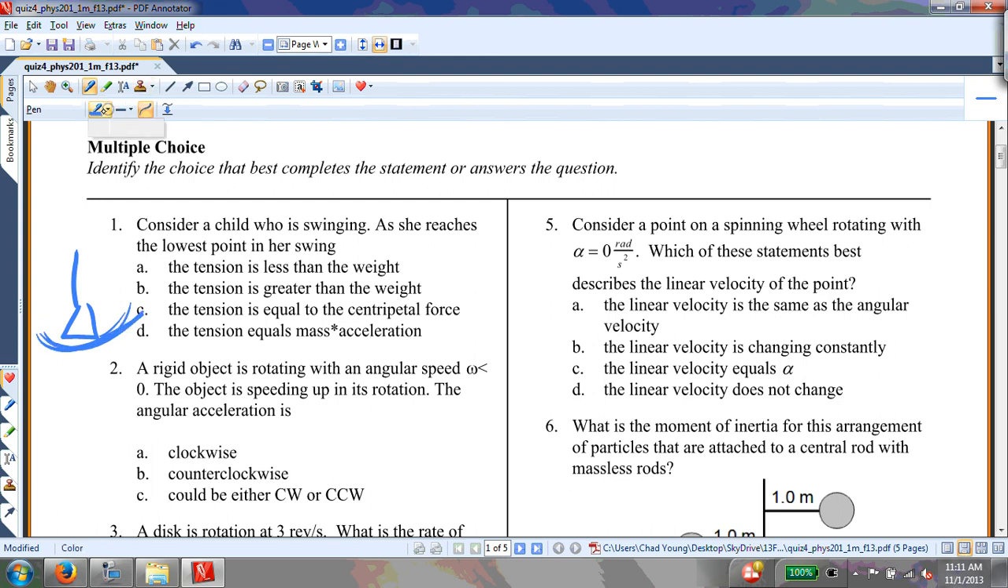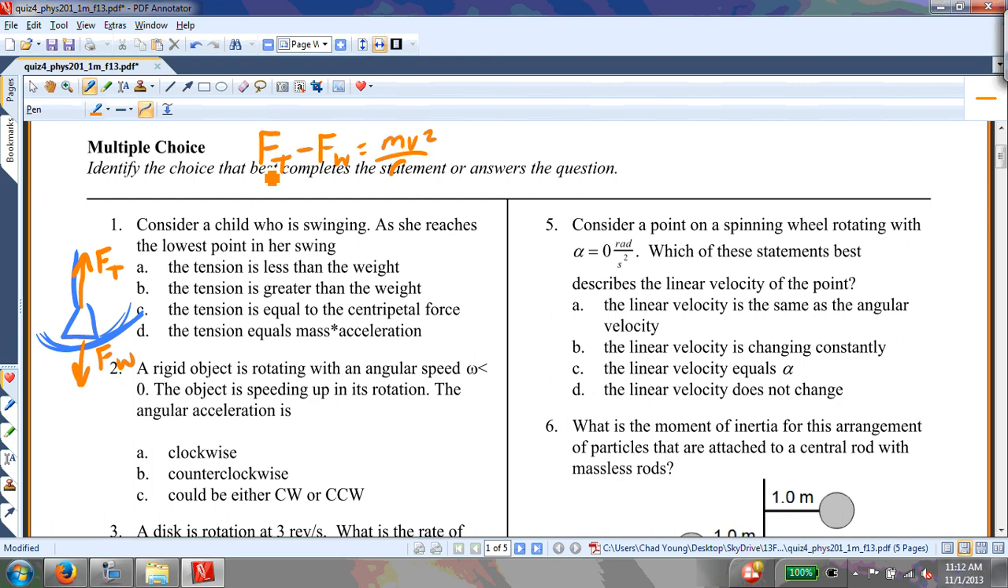And at the lowest point, I have a couple forces acting on it. I have the tension in the string, Ft, and then I also have the weight, Fw. And so at that bottom, I can write these things. At the lowest point, I can say that Ft minus Fw equals mv squared over r, right? Because that's her ma, her mass times acceleration.